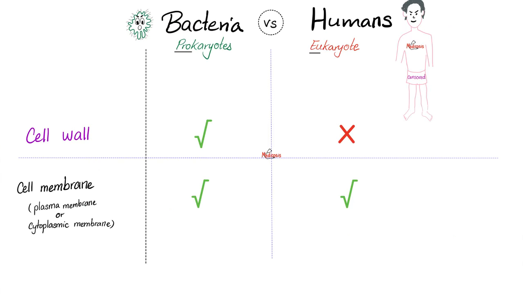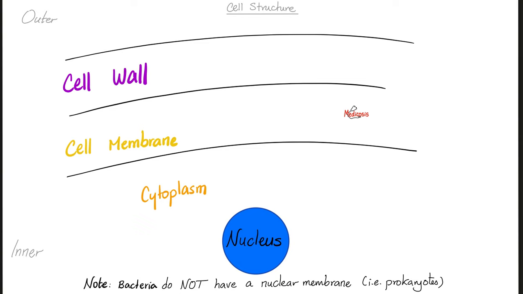Let's review what we have discussed before. Bacteria versus humans. Prokaryotes versus eukaryotes. Bacteria do have a cell wall. Humans do not. As for the cell membrane or plasma membrane or cytoplasmic membrane, both of them have it. So here's the cell structure of a bacteria. Cell wall on the outside, cell membrane deeper, and then the cytoplasm, and not a nuclear membrane, but nuclear material.